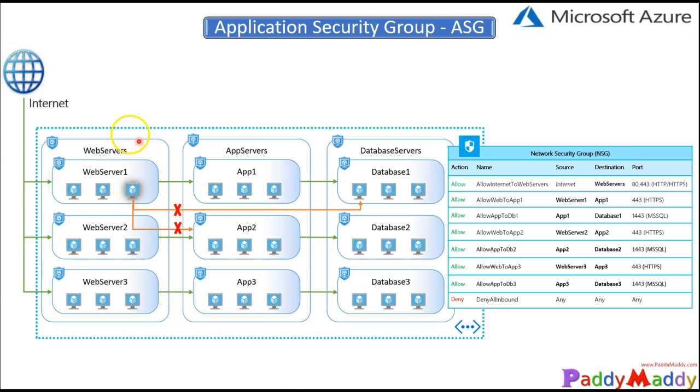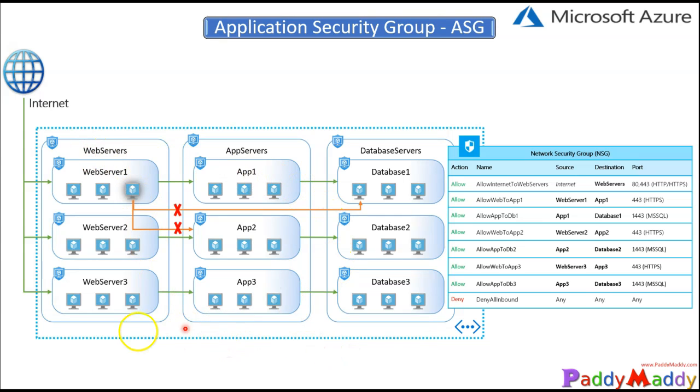You do have the web servers and also application servers and database servers. Once you have grouped them, the first step is to group all the required virtual machines into one of the ASGs. In this case it's the web servers. That means within these three you can communicate, even though they are in the same VNet.